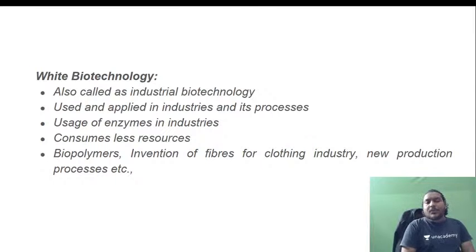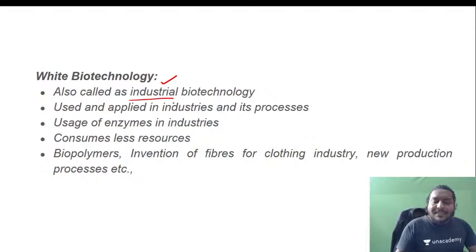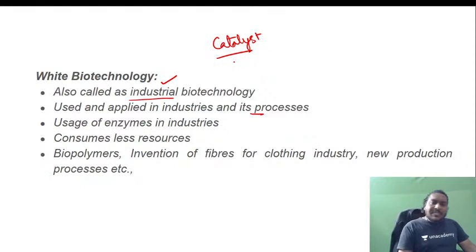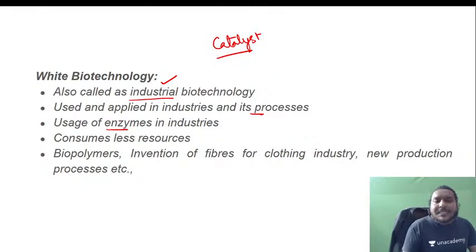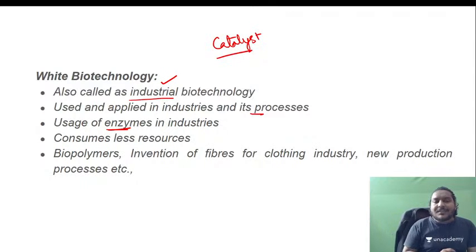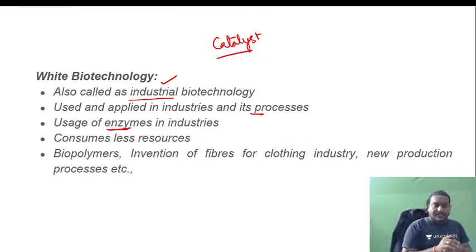Then we have white biotechnology, which indicates a part of industrial biotechnology. So it's a part of the industrial thing. This is used and applied in industries and their processes. To get certain things faster, we generally use a catalyst in chemical reactions, isn't it? Similarly, here you use enzymes in the industries. When you use these particular enzymes, the resultant would be that the resources consumed for getting this done would be very little.